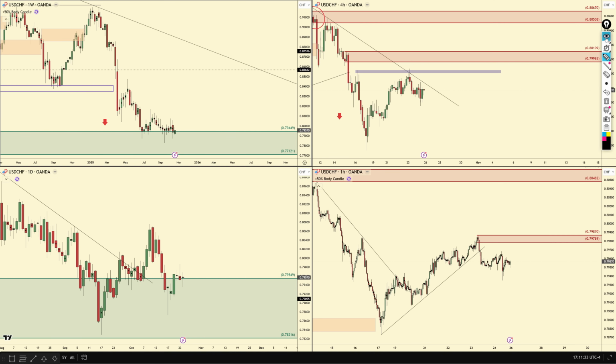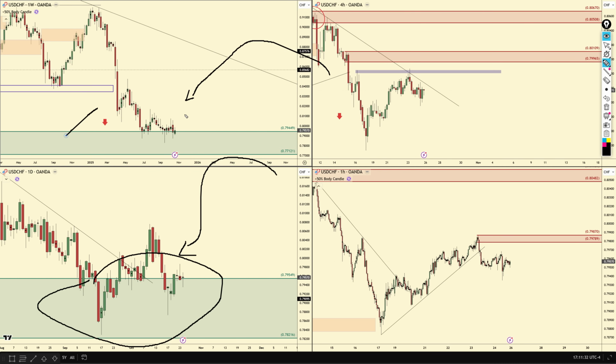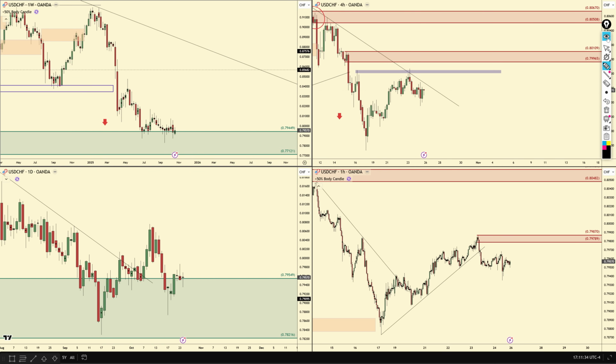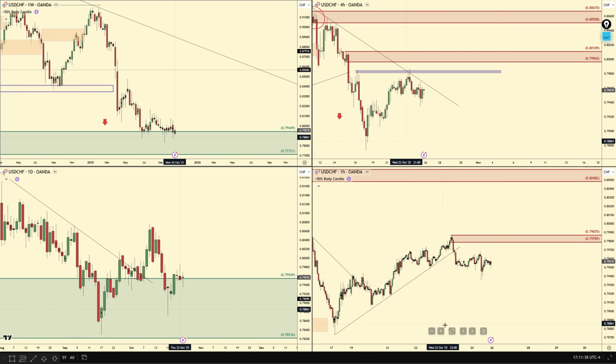Moving on to the USDCHF. I'm not going to bother zooming into the weekly or the daily because there's really not a whole lot going on at all. Very tested daily demand, very tested weekly demand. It's very difficult to predict what is going to be taking place based off of that.